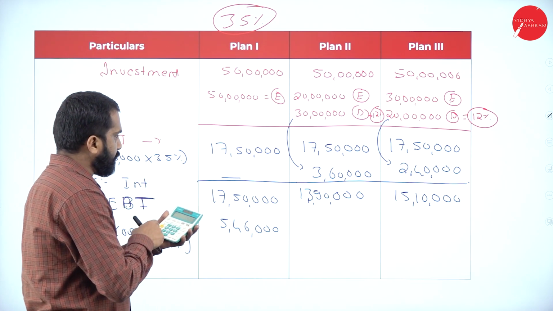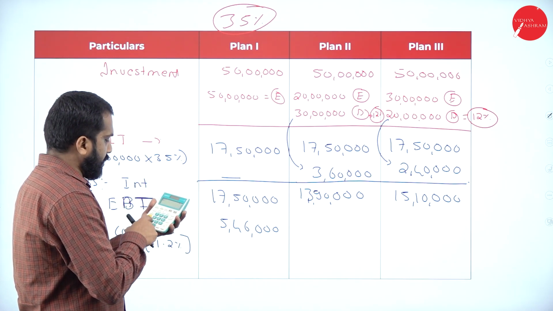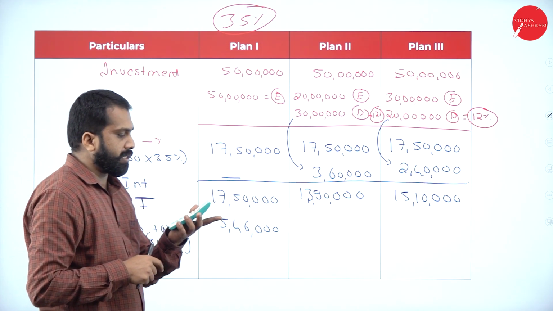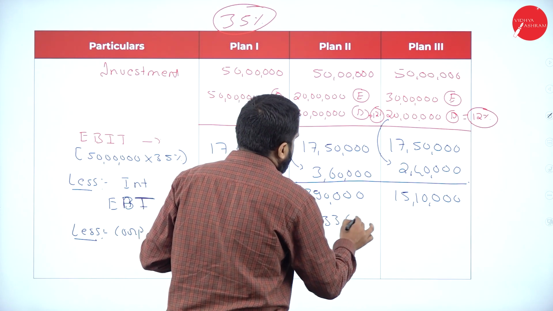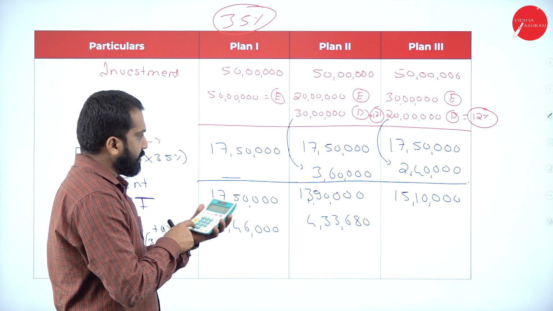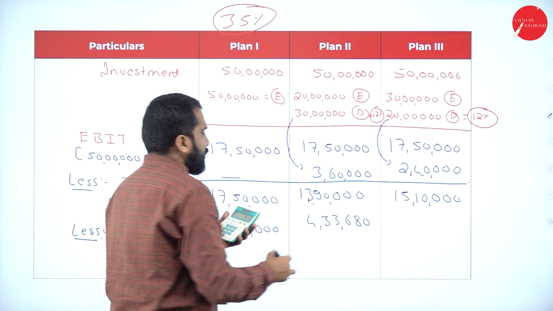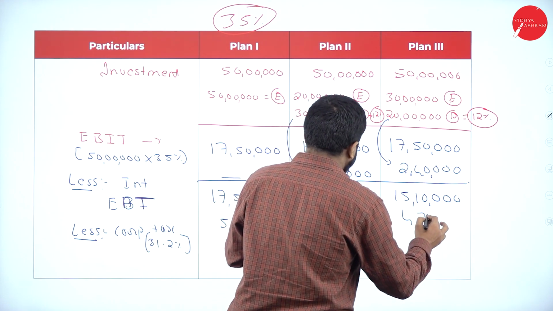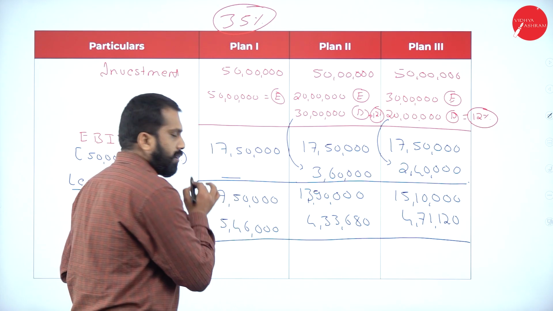5,46,000. Similarly, 13,90,000 into 31.2%. It is 4,33,680. And the last one, 15,10,000 into 31.2%. It is 4,71,120. Hope you are clear.